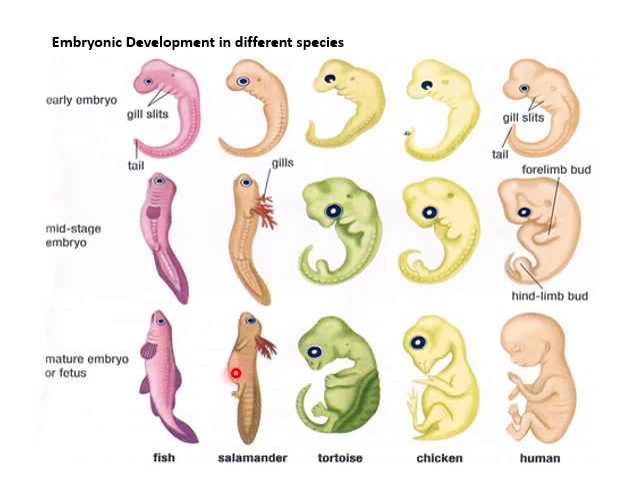After the maturation of the embryo, or you can say as a fetus, the fetuses may differ from each other. Here in this diagram, you can easily observe that this is the fetus of fish, this is the fetus of salamander, this is the fetus of tortoise, this is the fetus of chicken, and this is the fetus of human.